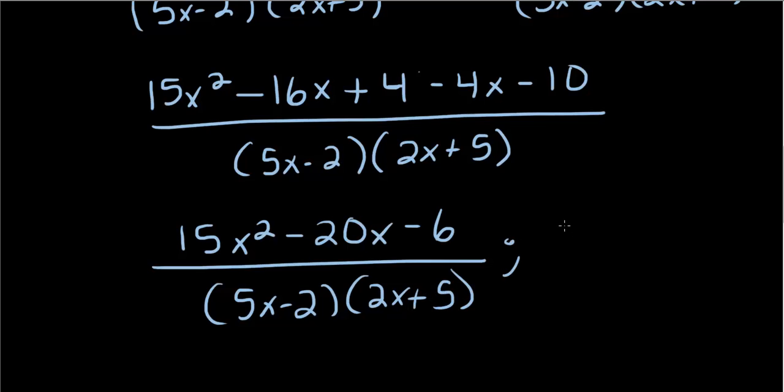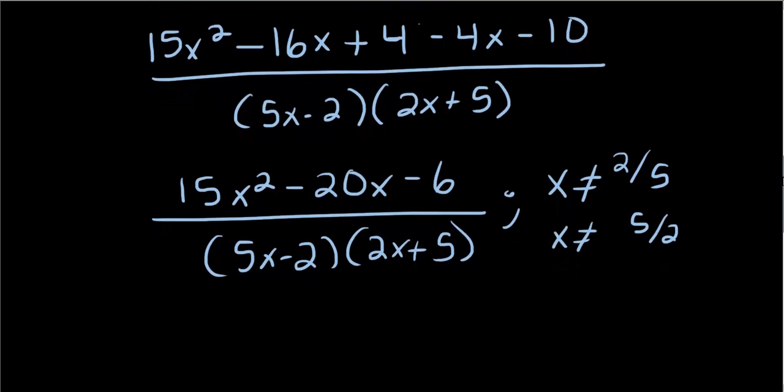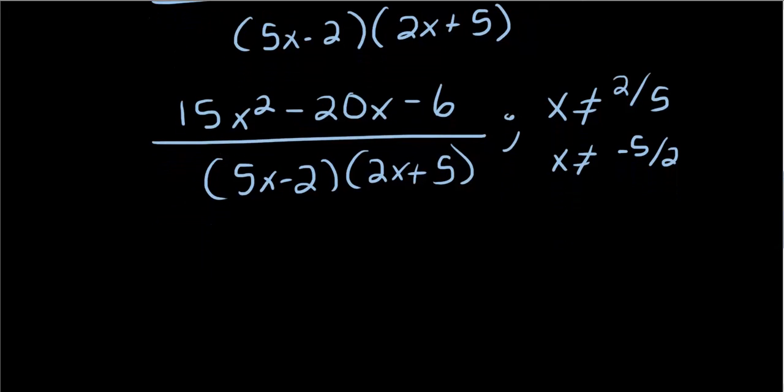And the values of x that I cannot have are 2 over 5 and 5 over 2. Remember, to find these values, you make each one of the factors on the denominator equal to 0, and then you solve for x. And this is negative 5 over 2 actually. Let's try one more example.